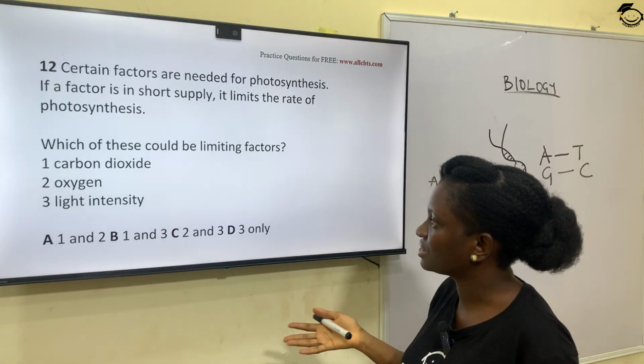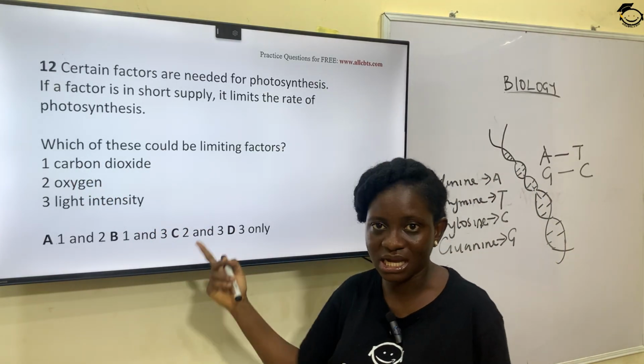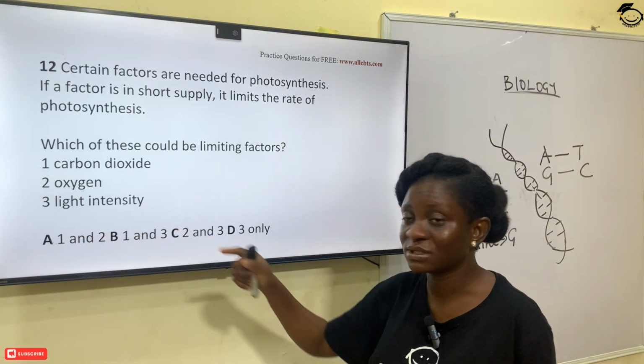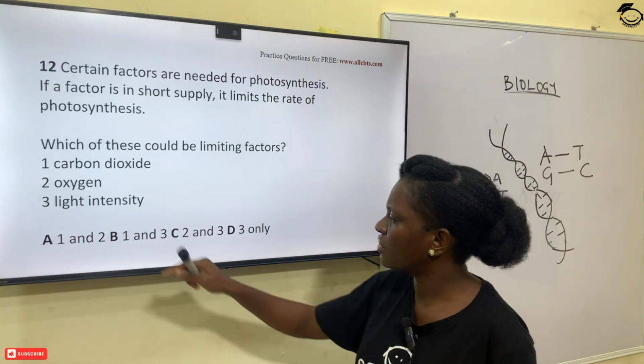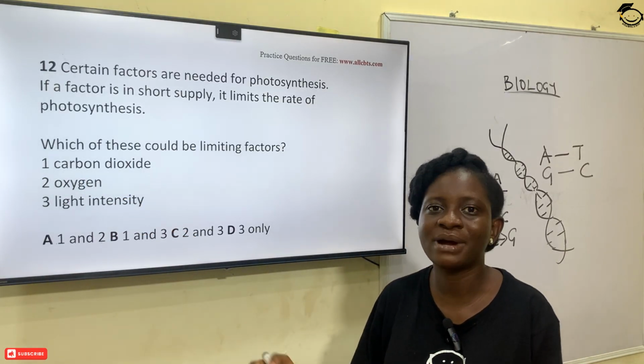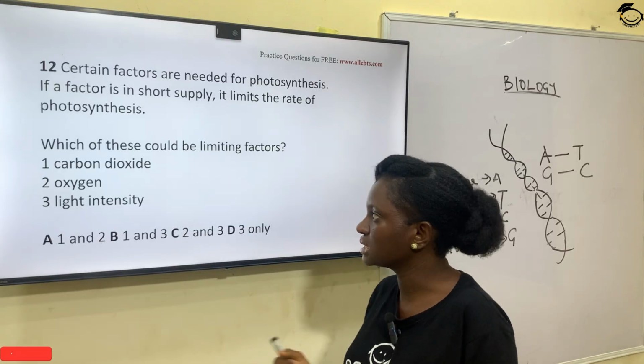So the starting materials, like I said, we need carbon dioxide, CO2, water, and light. Light intensity is needed. But oxygen is not a starting material, it is a byproduct of photosynthesis.